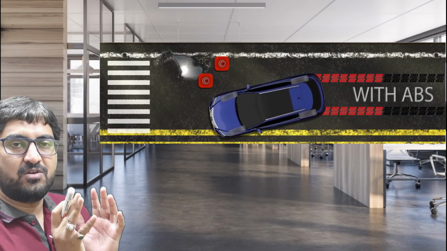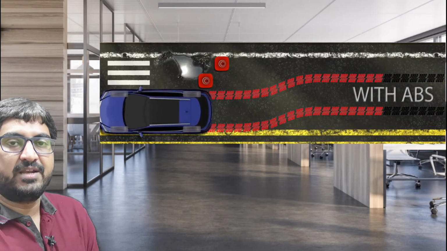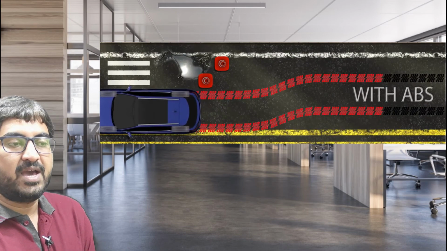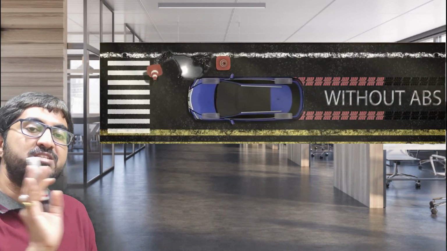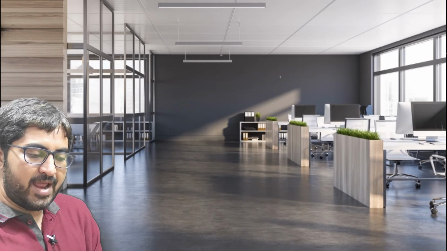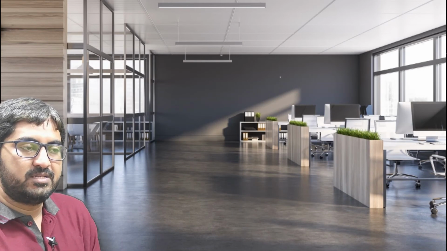So the chances of wheel locking are reduced, because here we are applying the pressure force in pulsating form. Let us try to understand in a simple way. For example, if I suddenly push you, at that time you fall down. But whenever I push you intermittently, push, release, at that time you do not fall down. It is the same function as ABS.